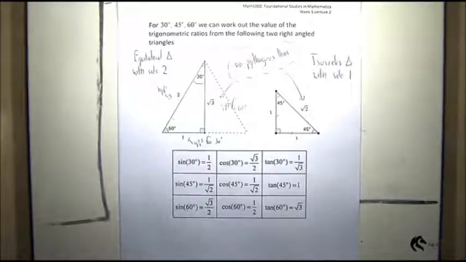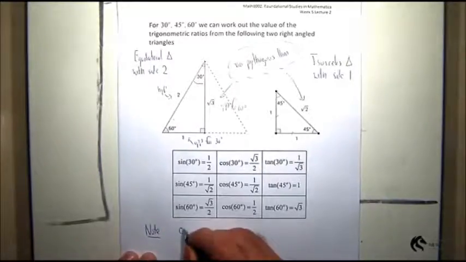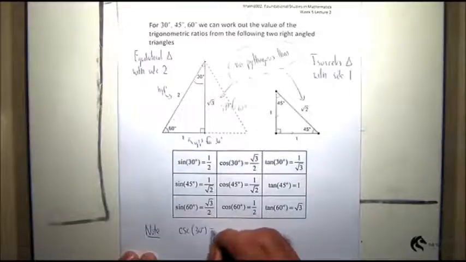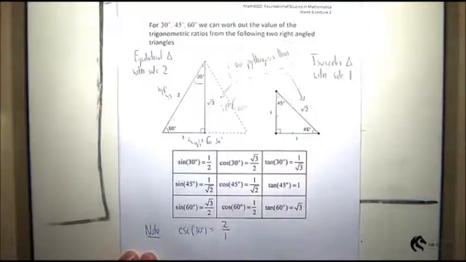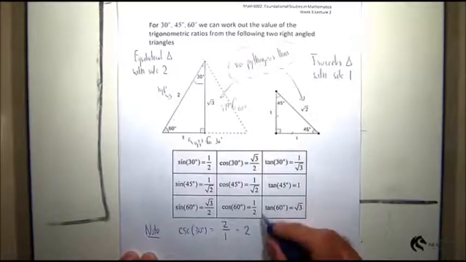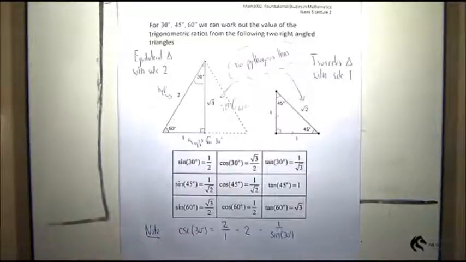So if I wanted to, cosec theta degrees would be the hypotenuse, which is 2, on the opposite, which is 1. So cosec of 30 would be 2. And of course, that is 1 on the sine of 30 degrees. It's the reciprocal of the sine. And I could do that for all the other ones. I could work out the sec 30, sec 45 and so forth, and the cot of each of them.